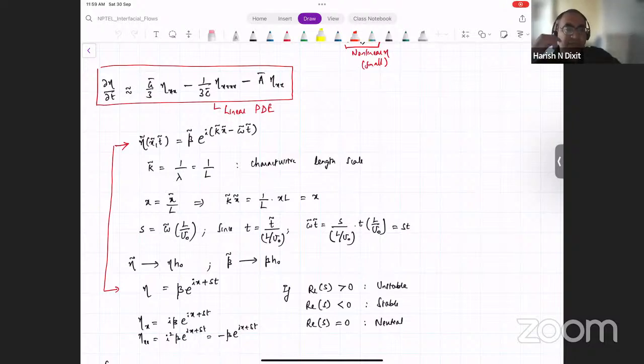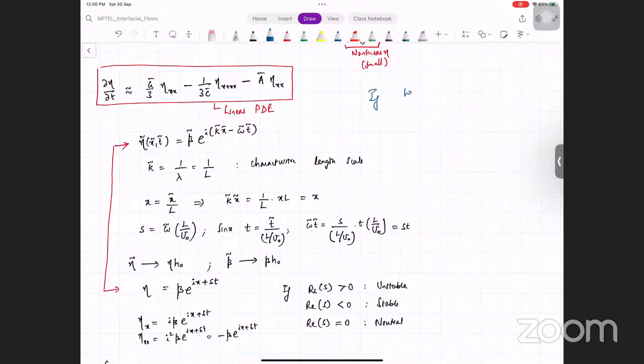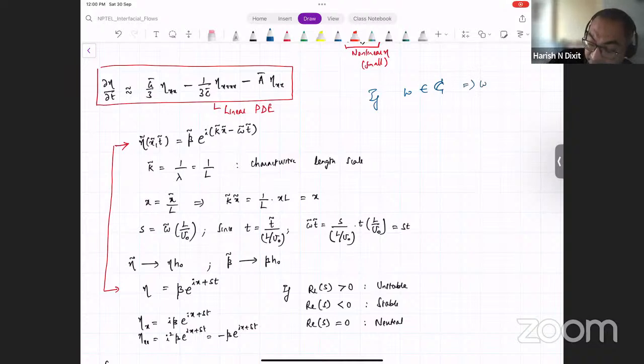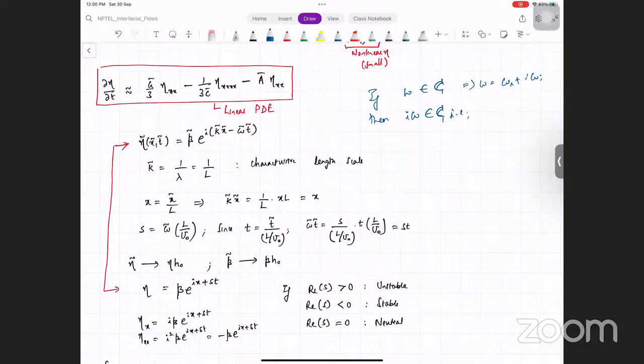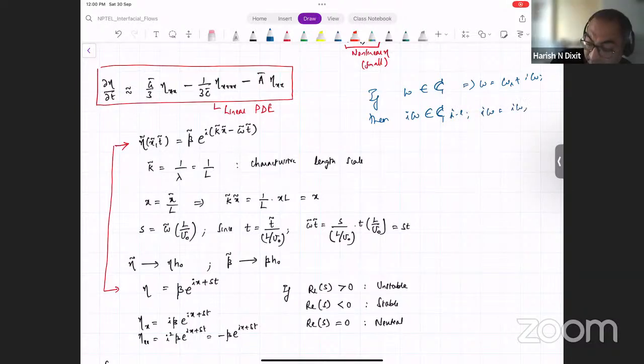No, you can have an I in front of omega. Let me just write this. If omega is a complex number, meaning it belongs to the complex set, which means omega is omega r plus I omega I, then I omega is also a complex number in general. I omega is simply I omega r minus omega I. This is also a complex number, also of the form A plus IB.